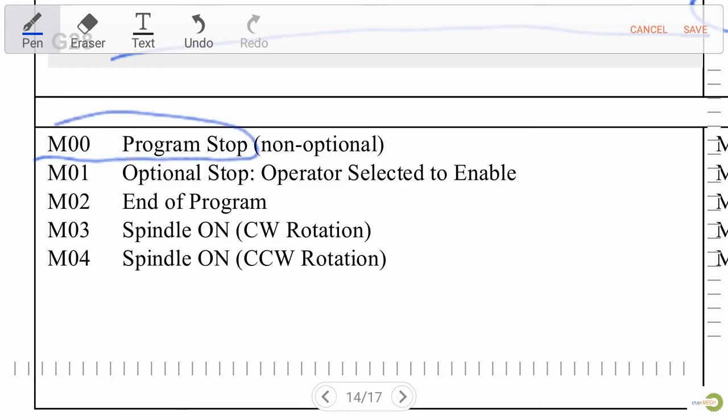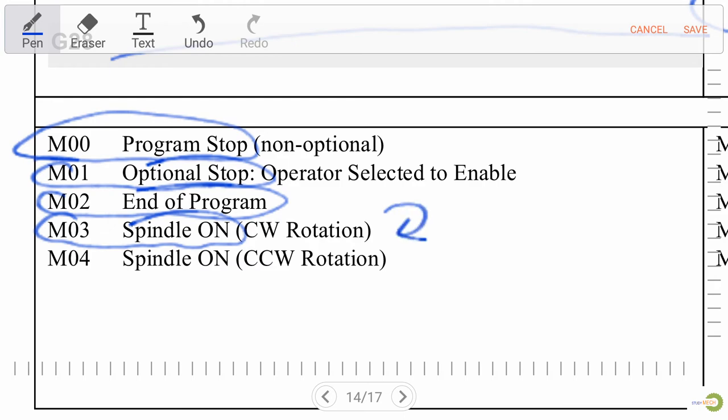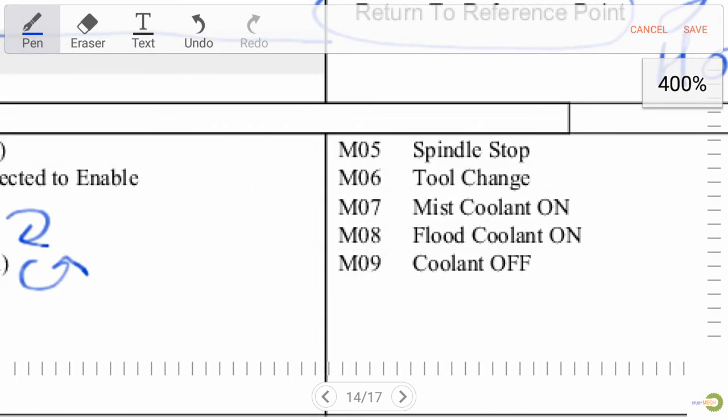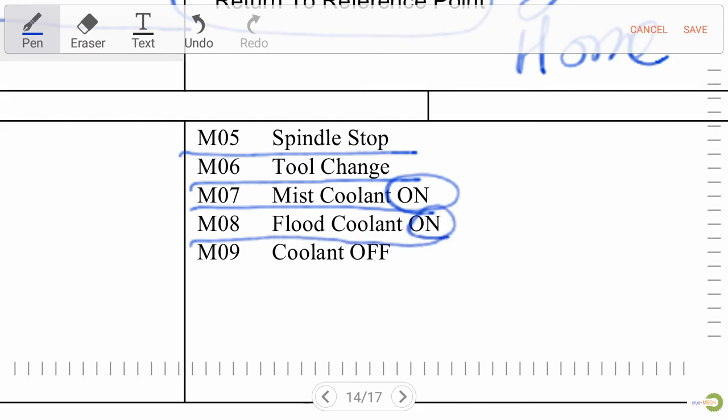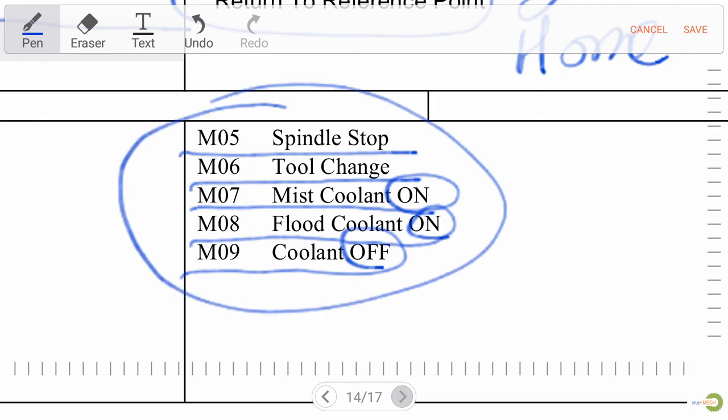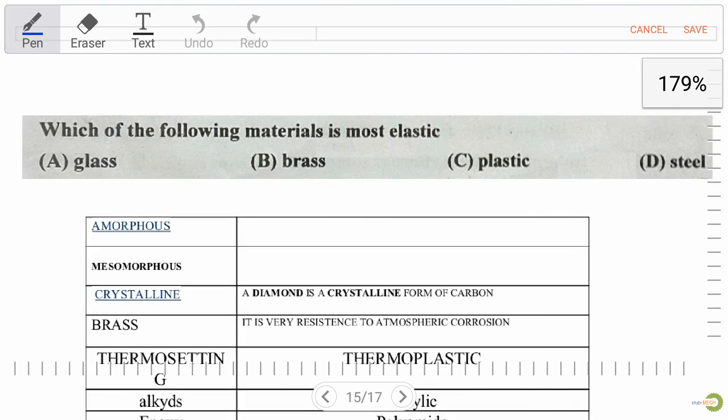Now let's discuss M codes. M00 stands for program stop. M01 stands for optional stop. M02 stands for end of program. M03 stands for spindle on in clockwise rotation, and M04 spindle on in counterclockwise rotation. M05 stands for spindle stop. M06 tool change. M07 mist coolant on. M08 stands for fluid coolant on, and M09 stands for coolant off. So very, very important from an exam point of view. Now let's move to the next detail.